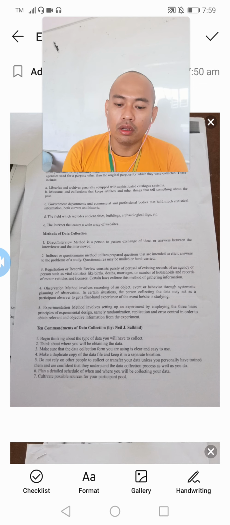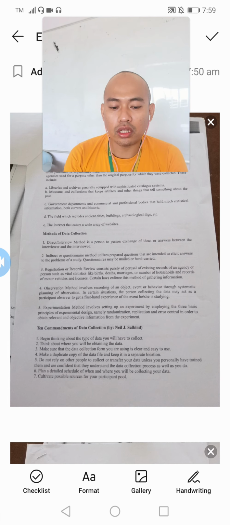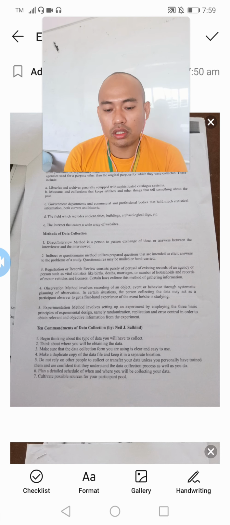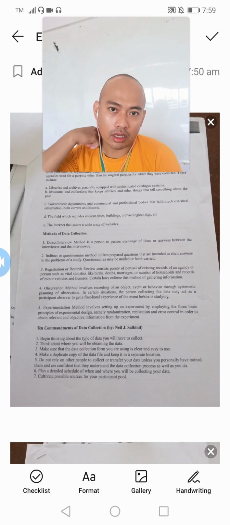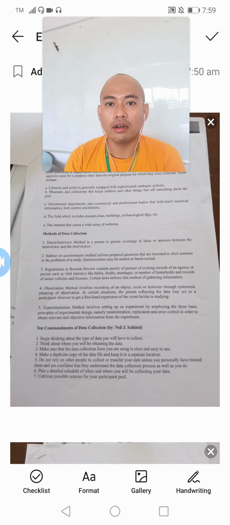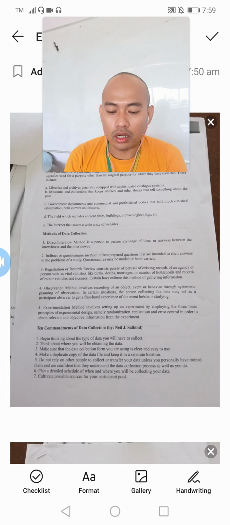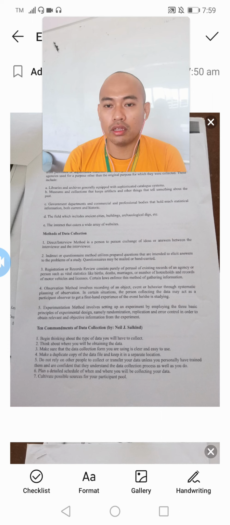We can also have government departments or commercial and professional bodies which hold much statistical information such as PSA, LTO, and among others. The field, which includes ancient cities, buildings, archaeological digs, such as the heritage city of Vigan. So those are the secondary sources that we can go to, to collect the data needed in our study. And another one is the internet that caters to a wide array of websites.